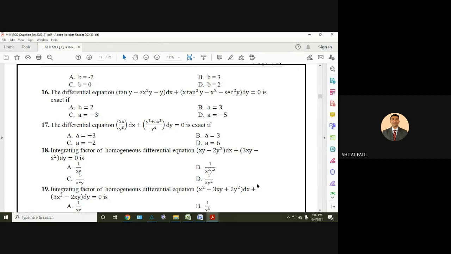Differential equation is homogeneous. Therefore, integrating factor is. What is integrating factor of homogeneous differential equation? 1 upon xm plus yn. Hope you remember. Right? So 1 upon xm plus yn.